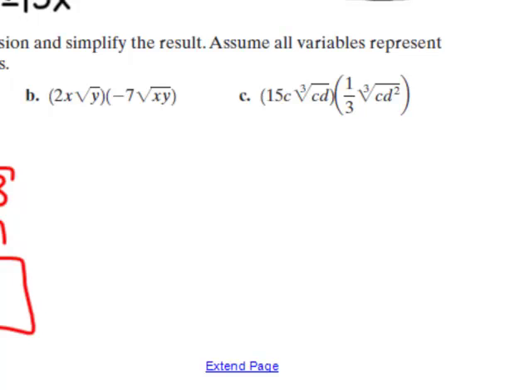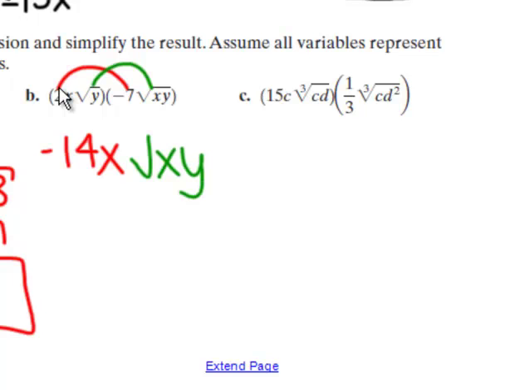So let's try the next one. We got a couple things on the outside, a 2x and a negative 7. So if we multiply those two together, we're going to end up with negative 14x. And then if we multiply the stuff on the inside together, square root of y times the square root of x times y, we're going to get the square root of x times y squared, y times y.